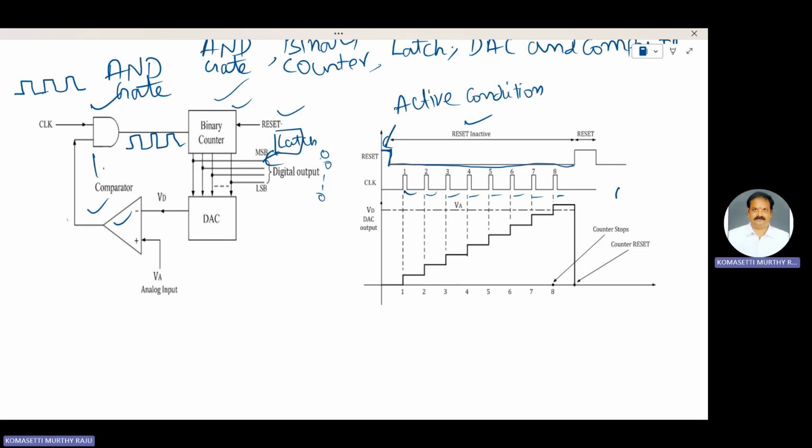As time increases, the number of pulses counted increases with time: 1, 2, 3, 4, 5, 6, 7, 8. This is the 3-bit counter type analog to digital converter, that means 2 cubed, which is equal to 8 clock pulses. The number of pulses count increases with time as shown in the figure.